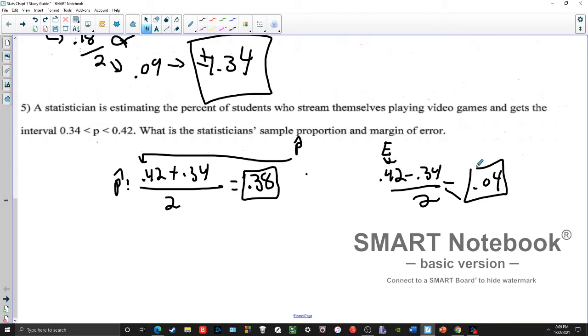So again, nothing too major there. As long as you remember to add to get to p hat and subtract to get to E, we should be fine. Because p hat literally is the middle of your interval, because the best possible guess you can make is the average middle of the interval, and then your margin of error tells you how much leeway you gave yourself in the extremes.